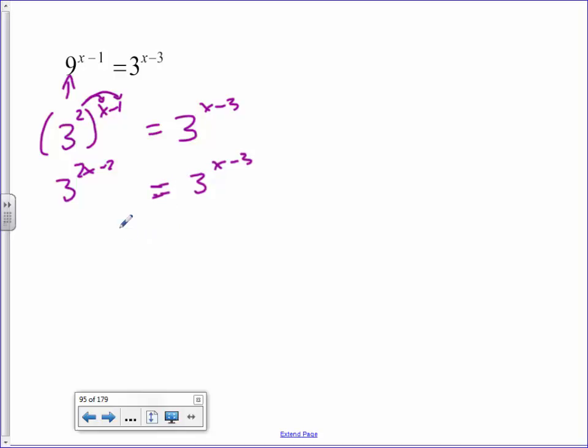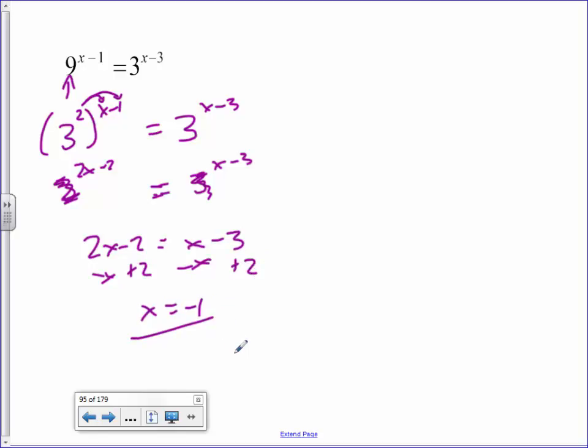Great news. 3's are a common base. We can cancel the 3's. So you're left with 2x minus 2 equals x minus 3. I got negative 1. The algebraic method is really probably not that bad. But again, you might have a choice.